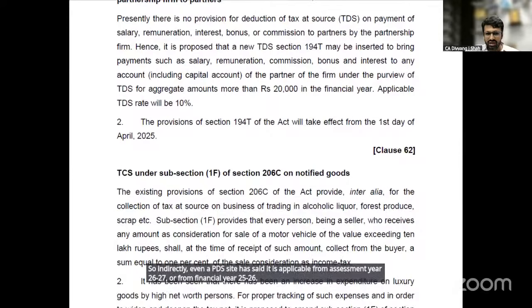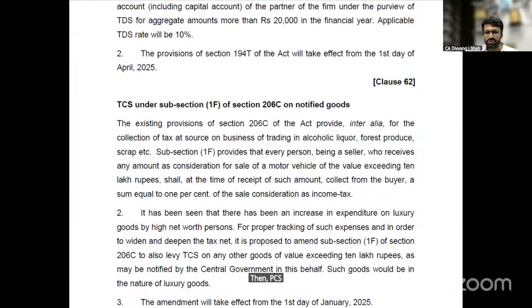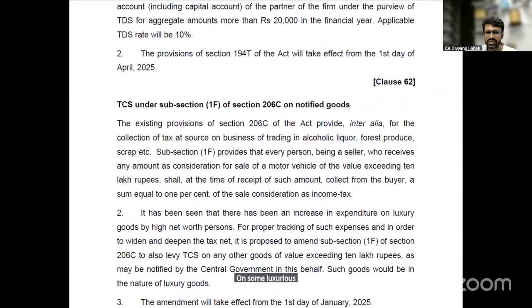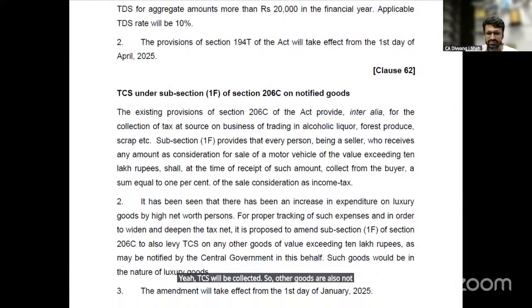Then TCS on notified goods. So earlier only on purchase of a car TCS was collected, but now on some luxurious goods, if you are purchasing, for example, some watches having a cost of more than 10 lakh, I guess, or 2 lakh, TCS will be collected. So other goods are also notified under this section.